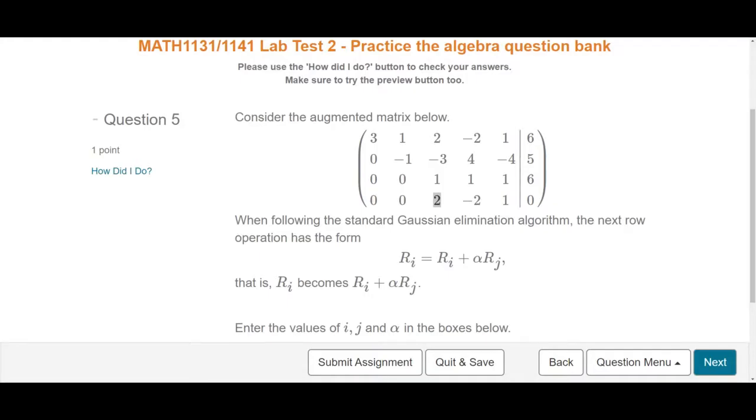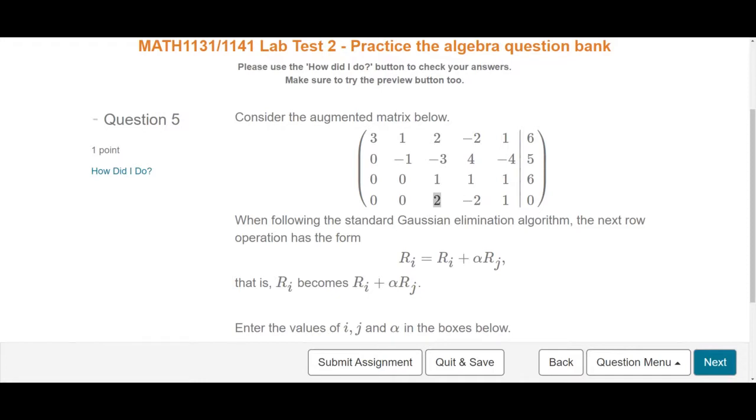Who can tell me on the chat? 17 people here. What do you think our next operation should be? 2 row 3 minus row 4. Not so sure about that one.